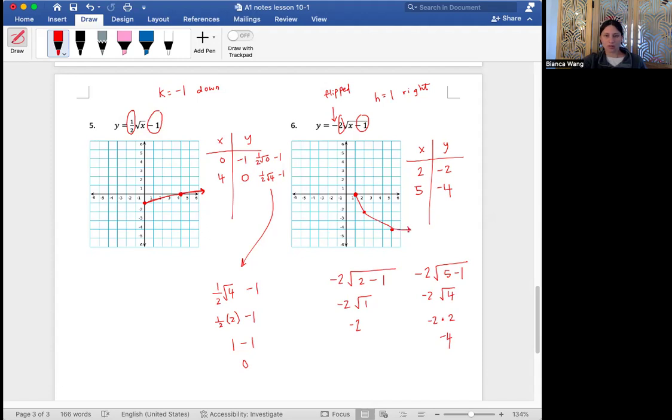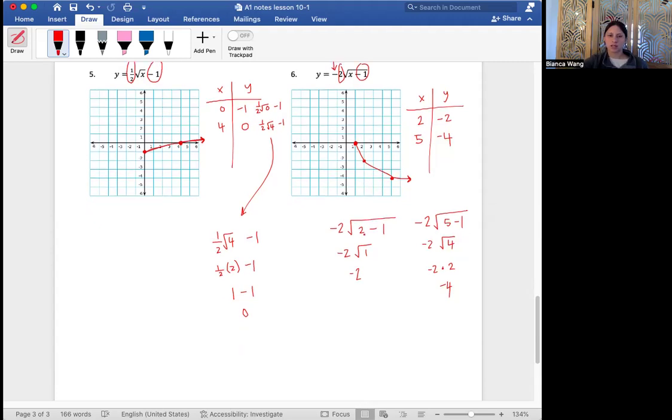Hard to graph these on my computer. Anyway, so that is the curve there. It's a stretched out curve. Okay, so that's the basic idea.